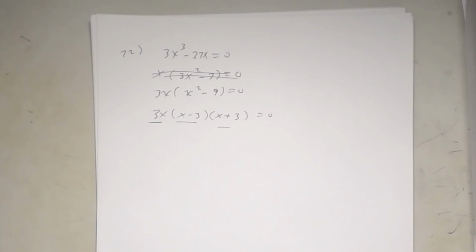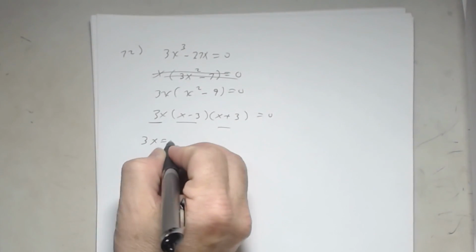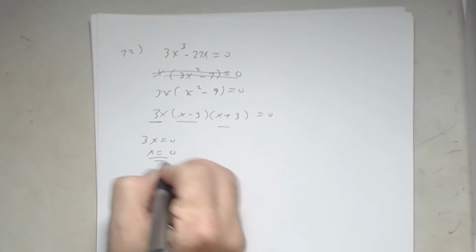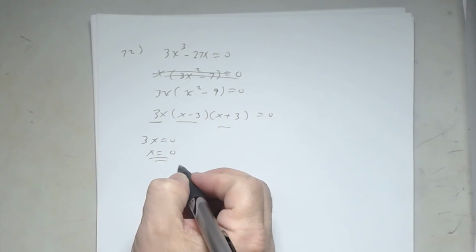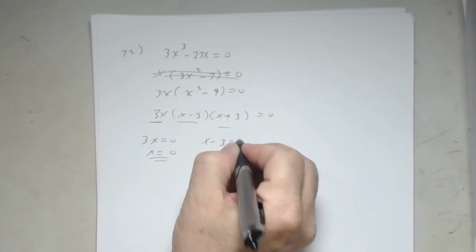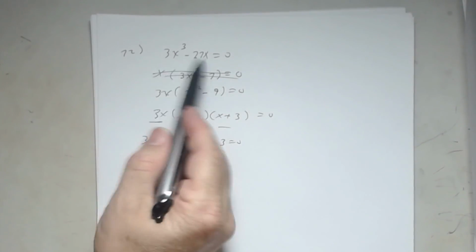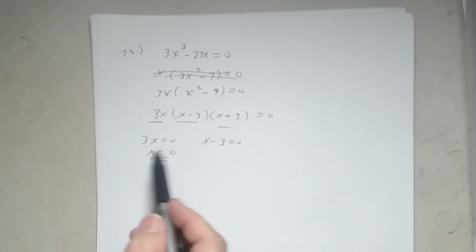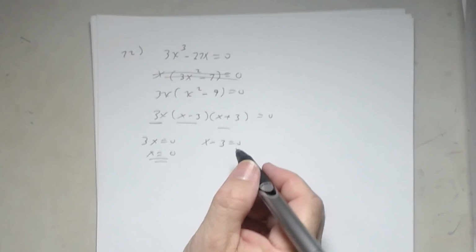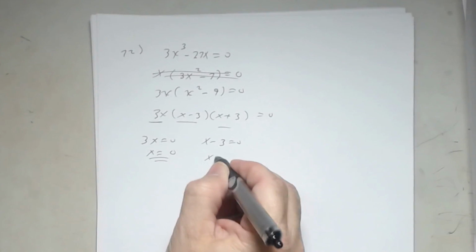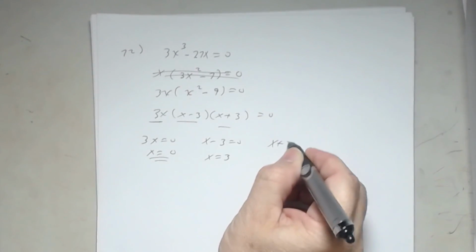Although there are 4, we normally put the 3 and x together. So you set each one equal to what? 0. So 3x equals 0, which means x equals 0. So 0 is a solution. x minus 3 equals 0. Notice I went from a cubic equation to 3 linear ones. So x equals 3, and then x equals negative 3.